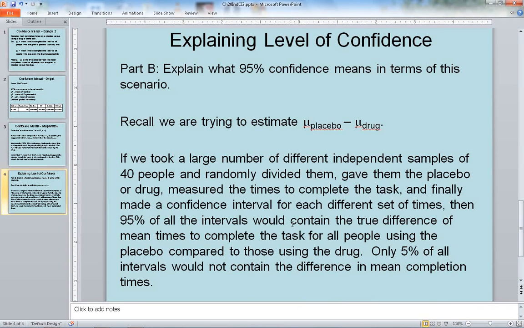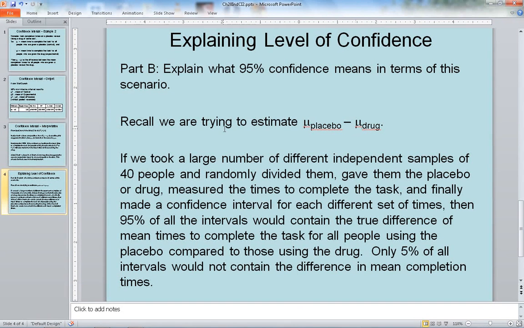Now let's go back and talk about what level of confidence means. We haven't really mentioned what we mean by the term 95% confidence in a little while, so I want to go back and review the concept. Remember, the idea is we're trying to estimate the mean time for the placebo minus the mean time for the drug in terms of task completion times.